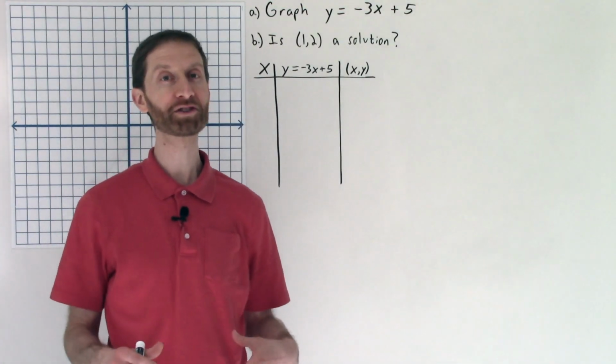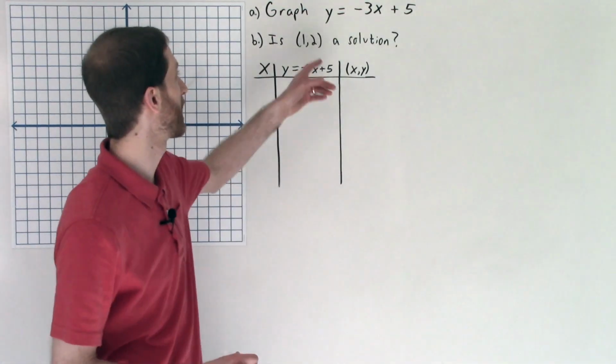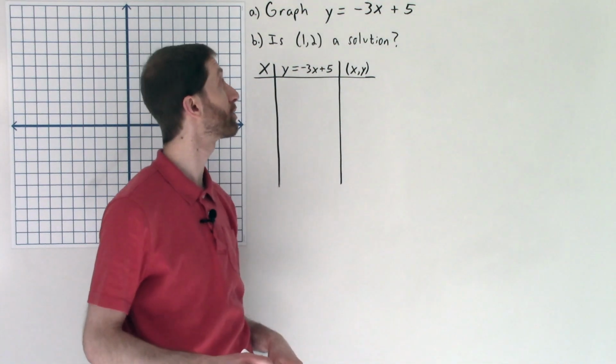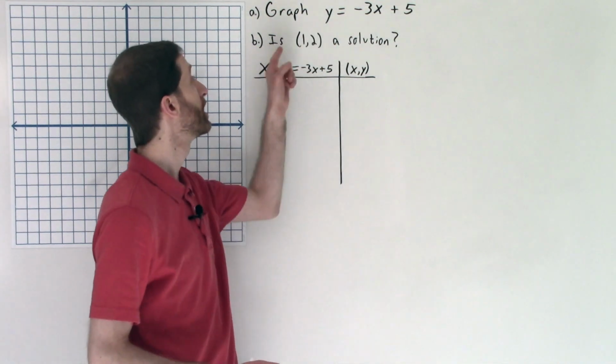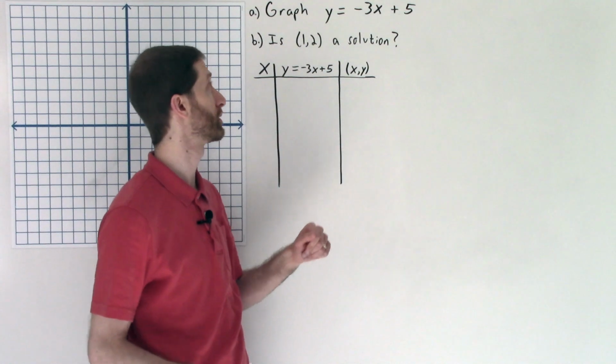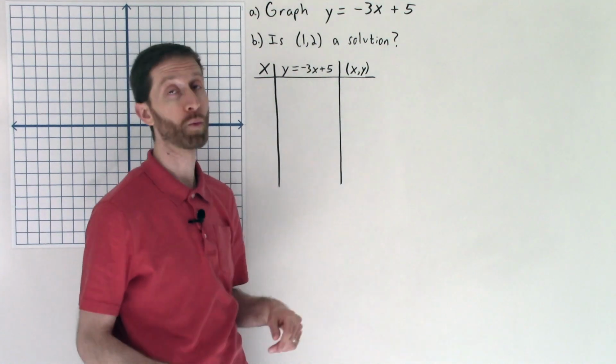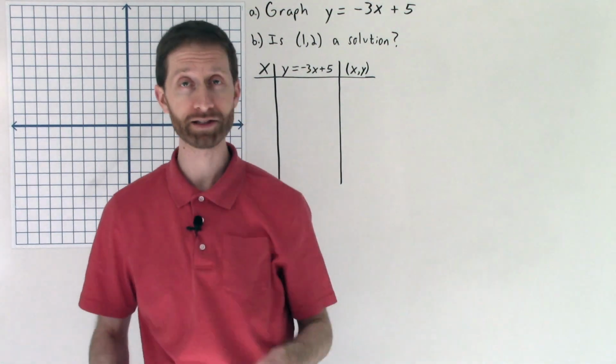And here we are on the other side of the video. As promised with the second example, we are going to graph y equals -3x plus 5 and then answer the question, is (1, 2) a solution? In other words, when x is 1, does y equal 2? So let's do it. Let's dive into this work.